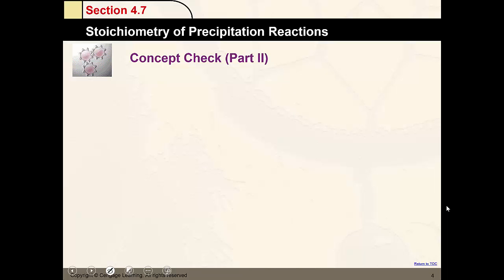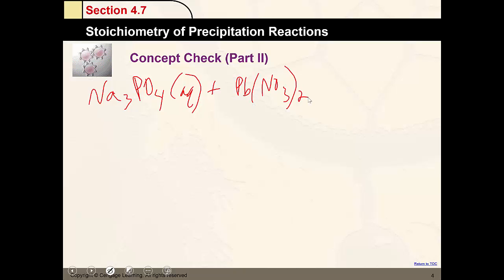So we know sodium phosphate, so Na+ and PO4 3-. So that will be Na3PO4, and that is soluble according to your solubility rules. Then lead(II) nitrate, so that's Pb2+ and NO3-. So Pb(NO3)2, and that is also soluble.